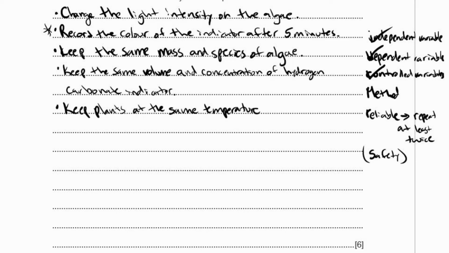You can move the source of the light fixed distances away. You can use different bulbs. So you might want to use different bulbs of different light intensities, or you could use a light meter, just as well as one of those two methods, to make sure that they are at specific intensities.